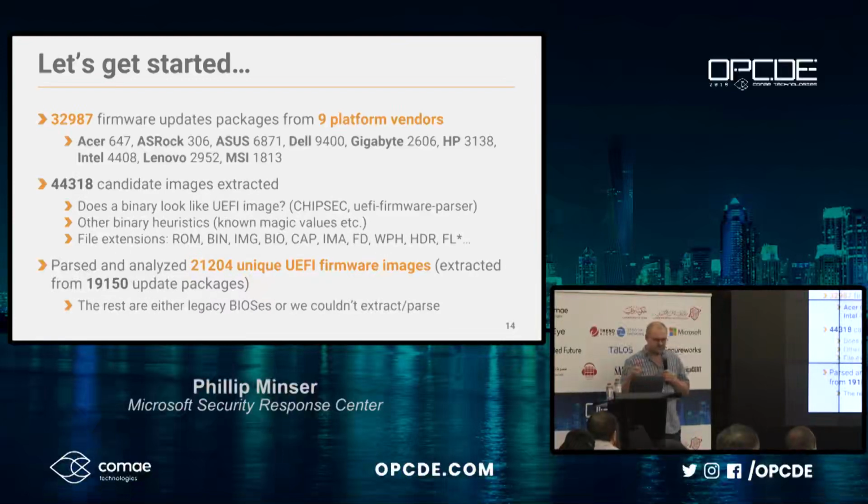And then we run the analysis, and we detect if this is really UEFI-based firmware or not. So we detected more than 21K unique UEFI firmware images. You might ask, what is the rest? What are the almost 20K images? We believe they are legacy images or images whose format we don't know, and we couldn't decode them.